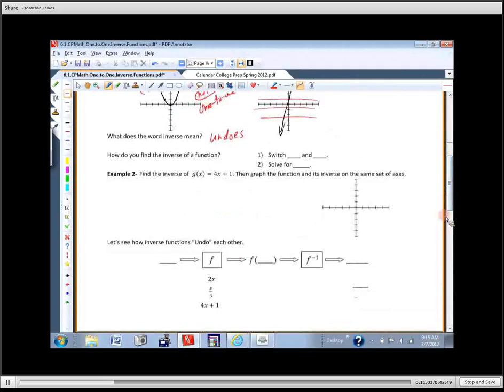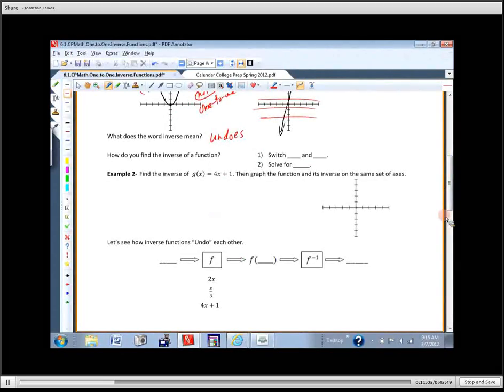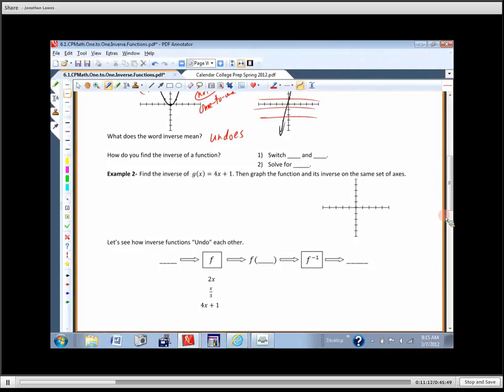Okay, now this is a process that you may have seen before. We can actually find the inverse of a function, and here's how we do it. Since we're interested in undoing something, we normally plug in x's and get out y's. We're interested in kind of doing that in reverse. So we reverse that process, and the way we do this is we switch the x and the y, and then we solve for y. So we're going to take a very easy function right here, one that we already graphed up above, and we're going to find the inverse of that function.